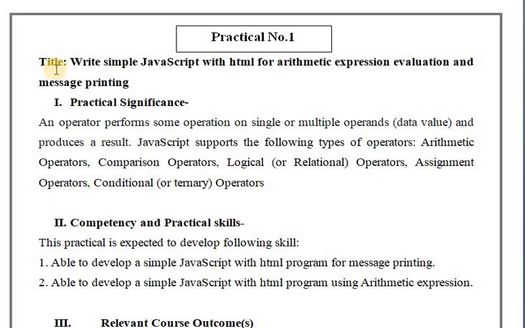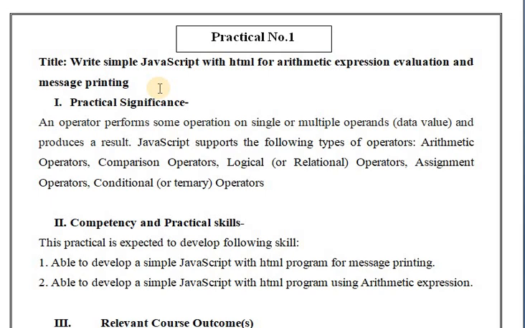The title of practical number 1 is: write a simple JavaScript with HTML for arithmetic expression evaluation and message printing. In this practical number 1, we have to perform arithmetic operations and print a message by using the alert method or the prompt method.